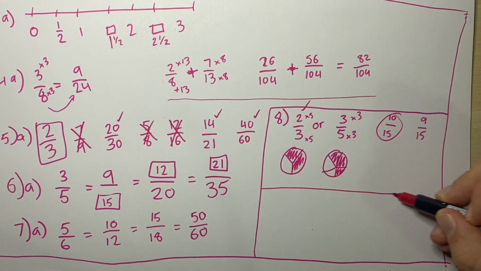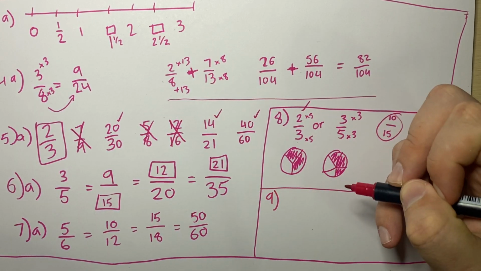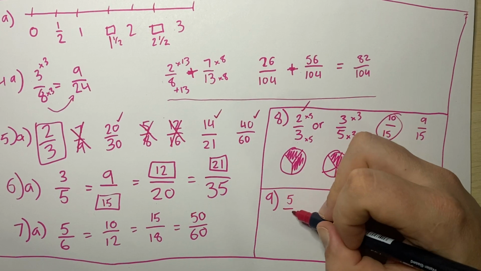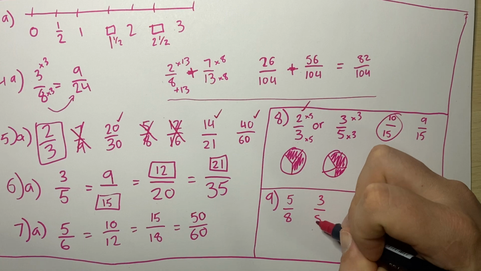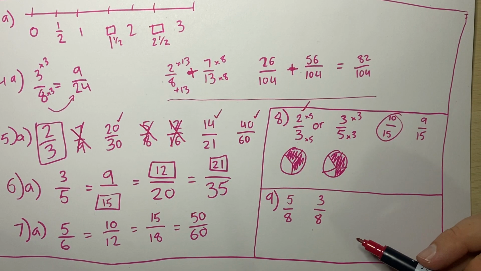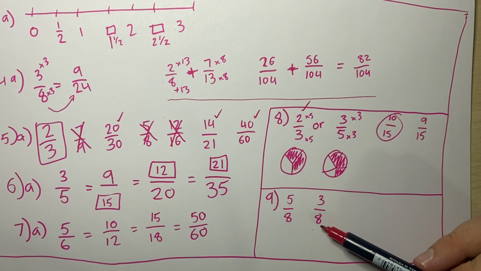Question 9 is something similar, but you just need to insert the symbol to indicate whether it's larger or smaller. So here we have 5 over 8, and we have 3 over 8. So it's giving us the same denominator in the first couple of questions. So 5 over 8 is bigger than 3 over 8.